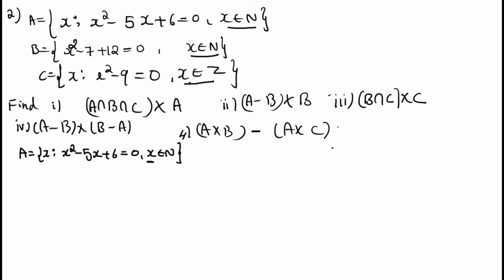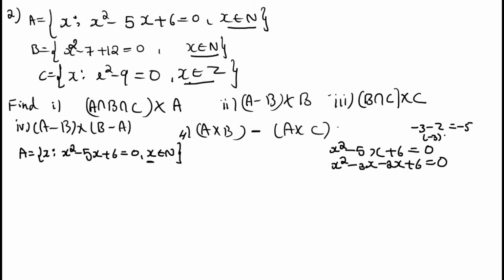To solve this one, consider the equation x square minus 5x plus 6 equal to 0. Now use the quadratic method. You see a quadratic equation is given. Simplify this one. You can write x square minus 5x as x square minus 3x minus 2x plus 6 equal to 0. Why? Because minus 3 minus 2 is equal to minus 5, and minus 3 into minus 2 is equal to plus 6.